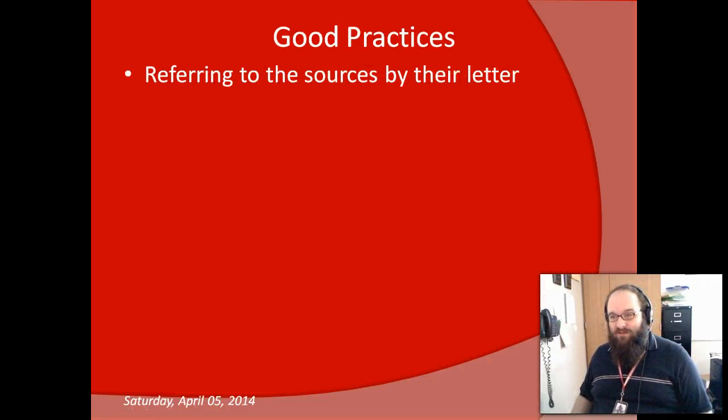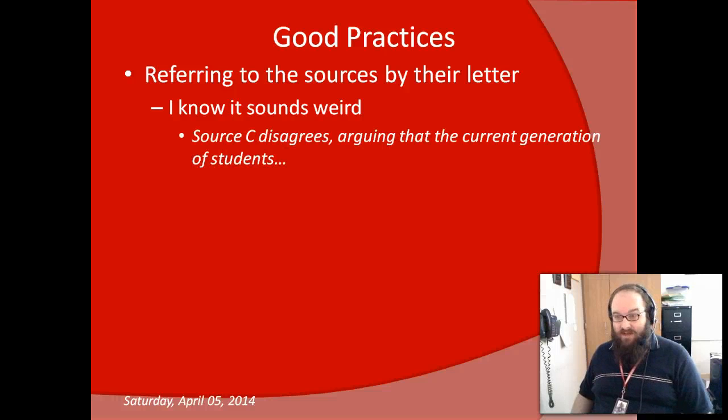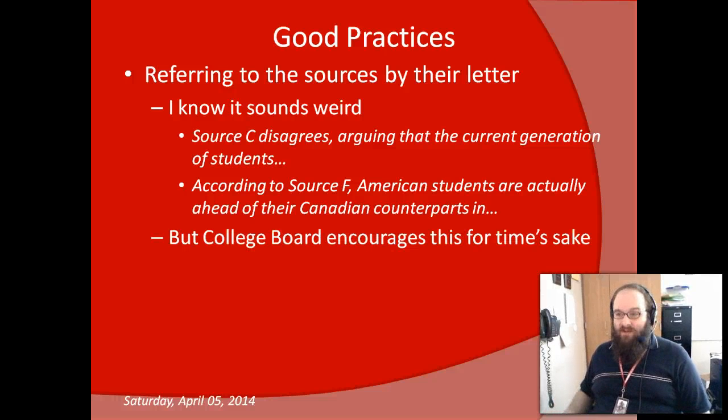Another good practice, referring to the sources by their letter. I know this sounds weird. Yeah, source C disagrees, arguing that the current generation of students, or according to source F, American students. I know that sounds weird and you'd much rather cite someone's name or the title of a text. However, College Board encourages this. They actually encourage this. They write it on every single prompt. They say you can simply refer to the sources by letter.